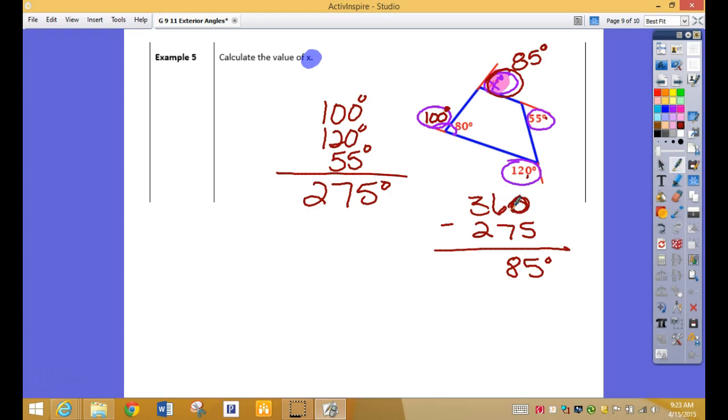All right, your homework for tomorrow, you need to do pages 3, 4, and 5 for 9.11 for exterior angles. Pages 3, 4, and 5.